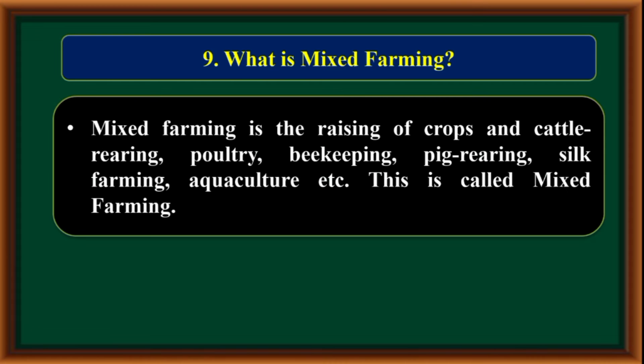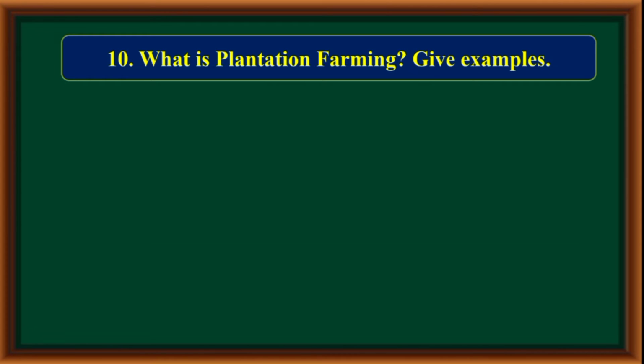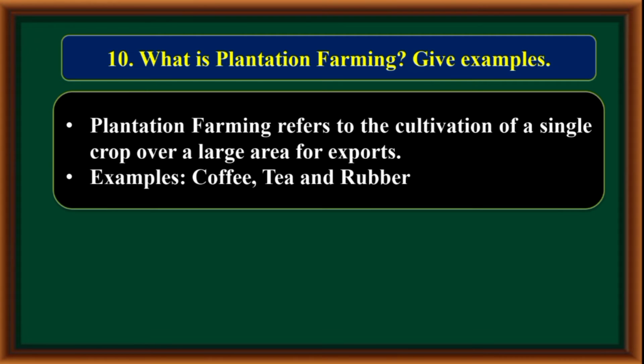What is mixed farming? Mixed farming is the raising of crops along with cattle rearing, poultry, beekeeping, pig rearing, silk farming, aquaculture, etc. What is plantation farming? Give examples. Plantation farming refers to the cultivation of a single crop over a large area for exports. Examples: coffee, tea, and rubber.